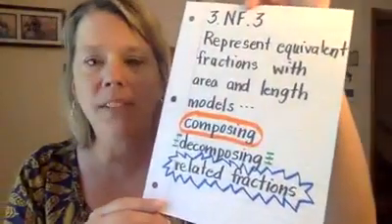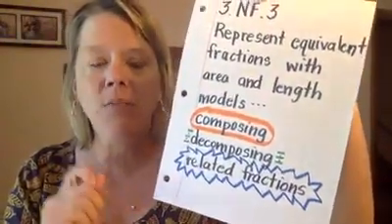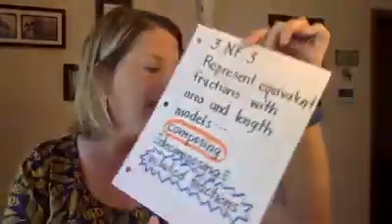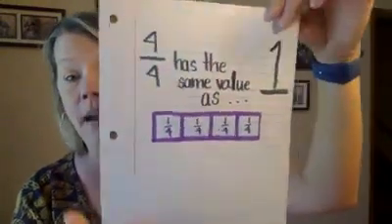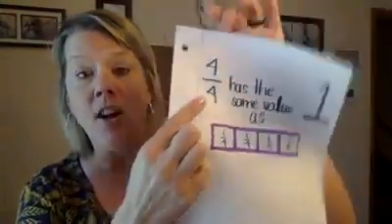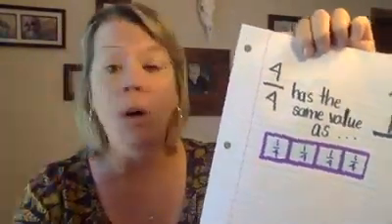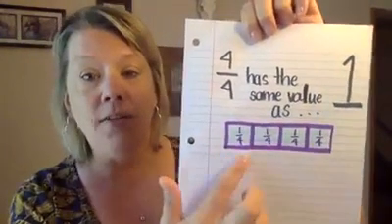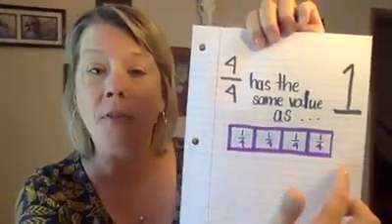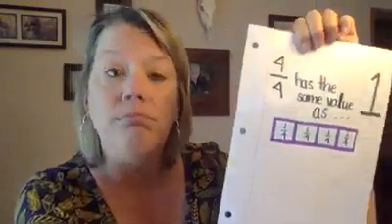Okay, so we are looking at 3.NF.3: represent equivalent fractions with area and length models. We're working on composing, decomposing, and related fractions. In this problem, we need to make sure, in the standard, that we understand if the numerator has the same value as the denominator, that means it has the same value as one whole unit, one whole, whatever it is you're talking about, okay? So 1/4, 1/4, 1/4, 1/4, that's 4/4, and that's one whole rectangle, okay?